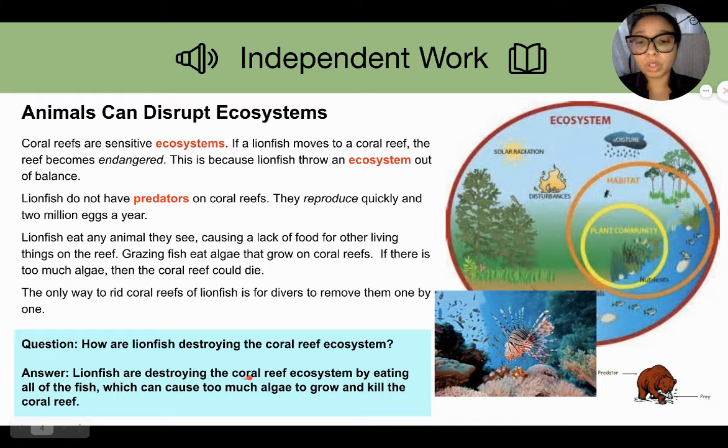Lionfish are destroying the coral reef ecosystem by eating all of the fish, which can cause too much algae to grow and kill the coral reef.